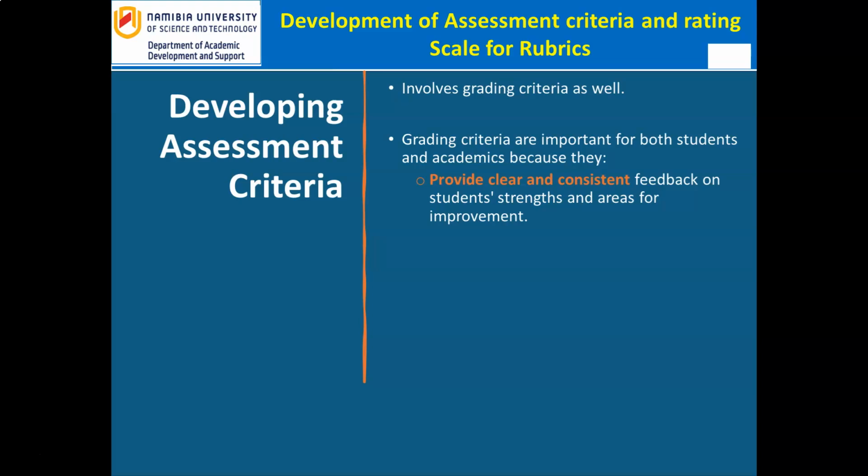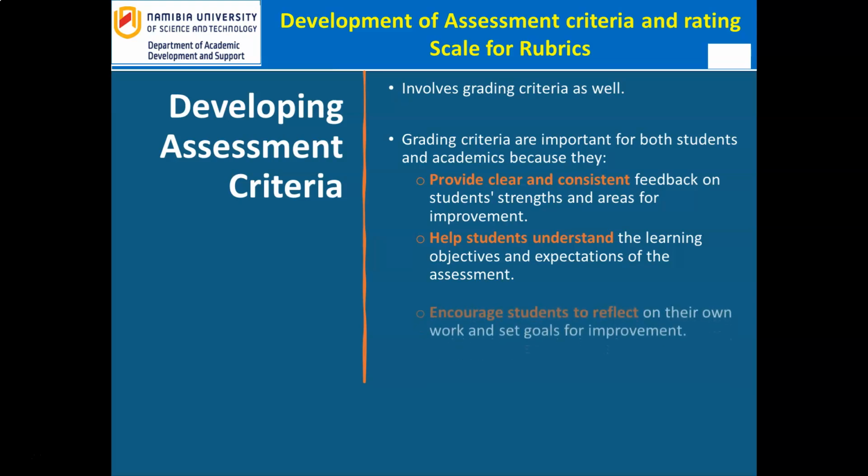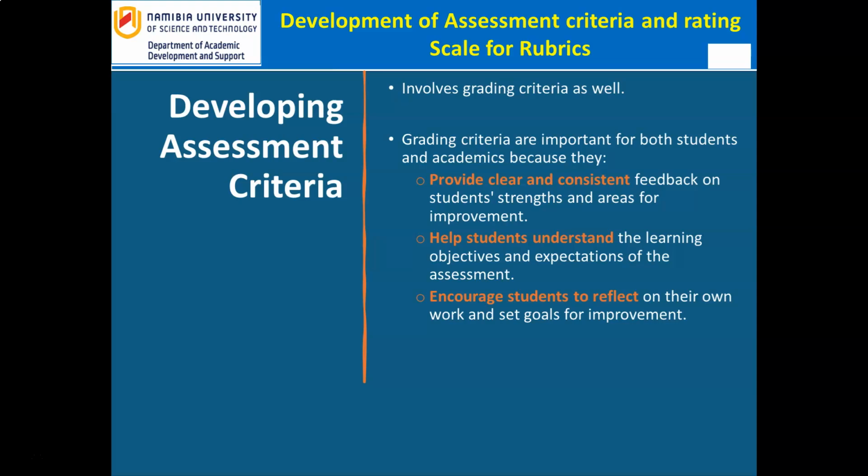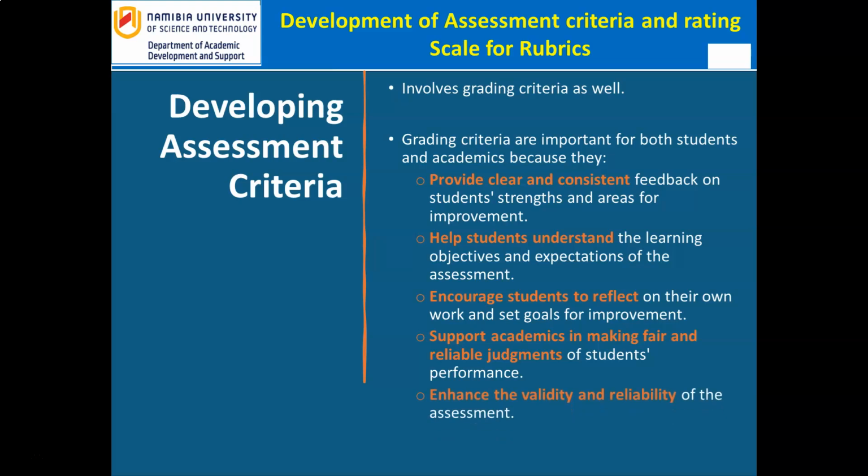Grading criteria are important for both students and academics because they: 1. Provide clear and consistent feedback on students' strengths and areas for improvement. 2. Help students understand the learning objectives and expectations of the assessment. 3. Encourage students to reflect on their own work and set goals for improvement. 4. Support academics in making fair and reliable judgments of students' performance. 5. Enhance the validity and reliability of the assessment. 6. Promote transparency and accountability in the assessment process.